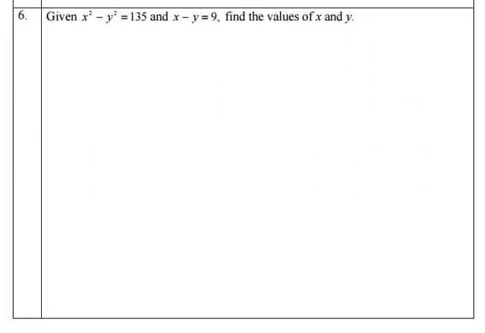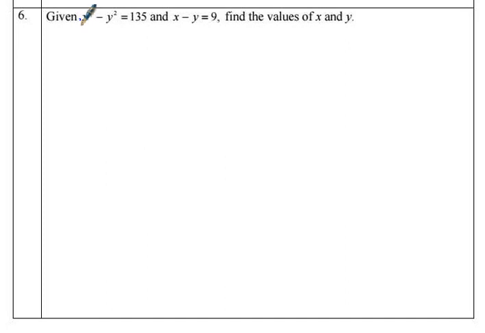Question 6 here, which says given x squared minus y squared is equal to this, and x minus y is equal to 9. We are supposed to find the values of x and y. So I have two equations. I'm supposed to work out the values for the unknowns. Okay, the x here is squared, the x here is to power 1. The y here is squared, the y here is to power 1.